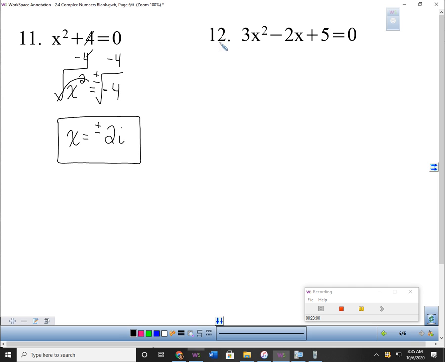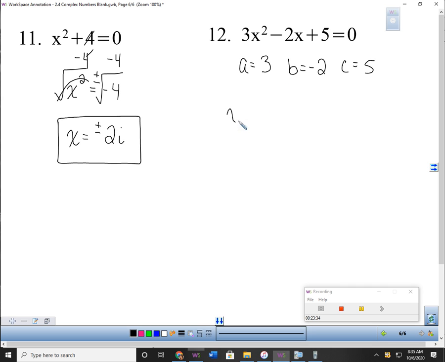All right, on number 12, let's say I wanted to try and factor this. I'd take the 3 times the 5, which would give me 15. So the only thing that multiplies to make 15 is 5 and 3 and 15 and 1, and neither of those add to make 2, which means I'm going to have to do the quadratic formula since I have a quadratic. So remember, the a is the number in front of your x squared, b is the number in front of the x, and then your c is the number that doesn't have a variable.